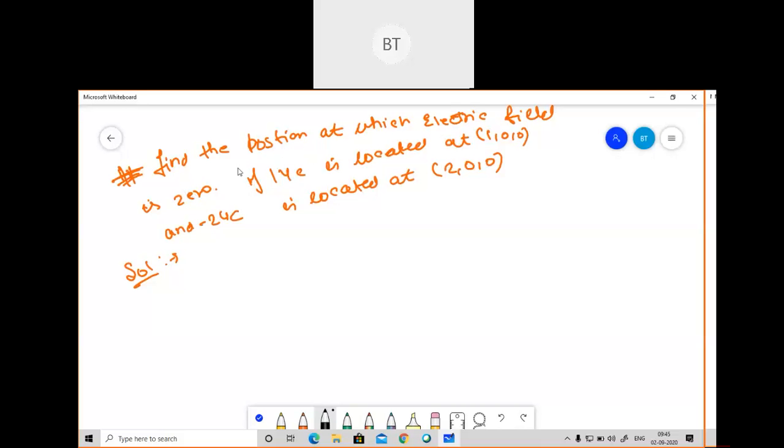So basically the question is asking, find the position at which this electric field will be zero. So first we wanted to verify the position in which the electric field is zero. Some positions are there for 1 microcoulomb and minus 2 microcoulomb. In that we first wanted to identify the position where the electric field is getting zero. Based on that, if we identify that position, then we will calculate this question.